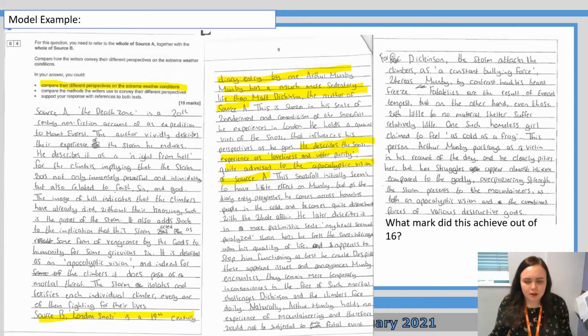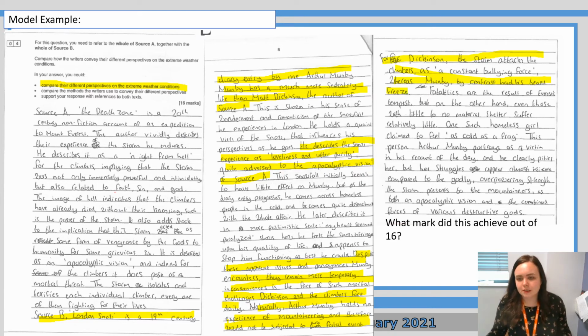So, despite these apparent issues and annoyance Mumby encounters, they remain mere temporary inconveniences in the face of such mortal challenges Dickens and the climbers face daily. So, naturally, Arthur Mumby holds experience of mountaineering and therefore would not be subjected to a fatal event. For Dickens, the storm attacks the climbers as a constant bullying force, whereas Mumby, by contrast, his beard freezes.